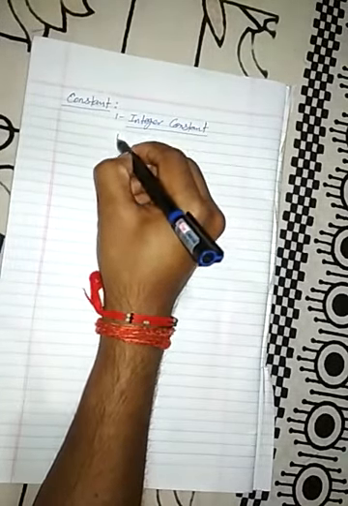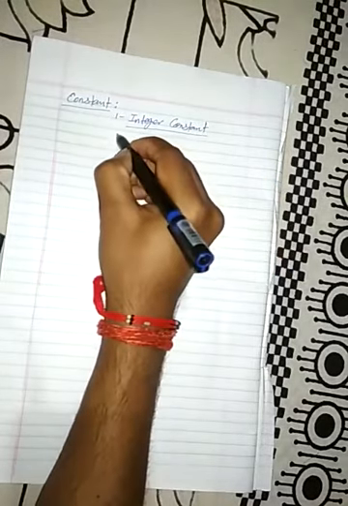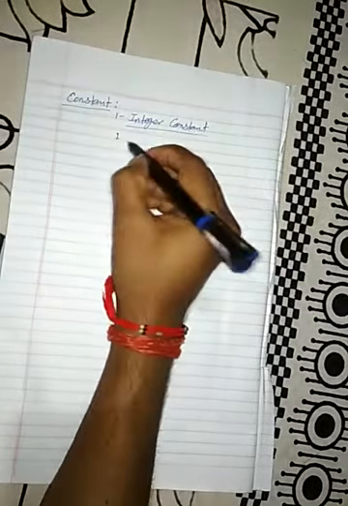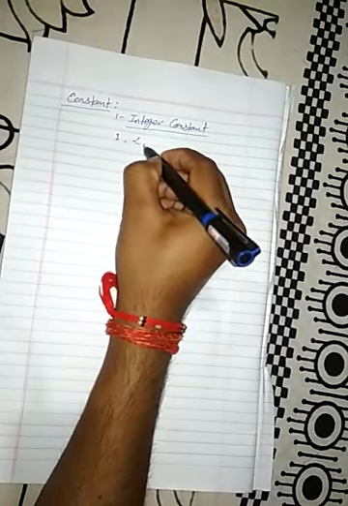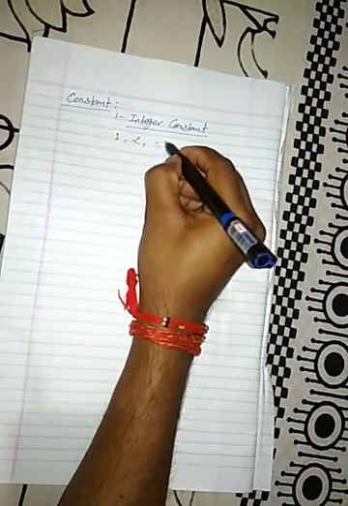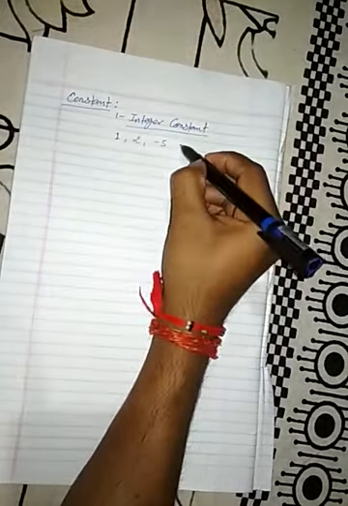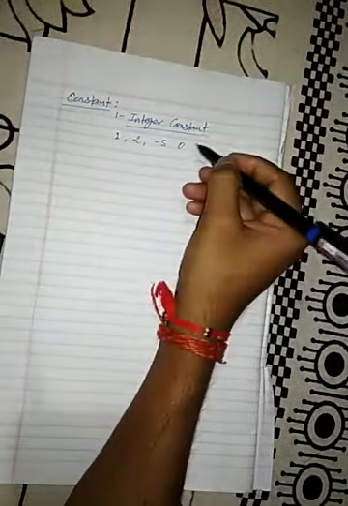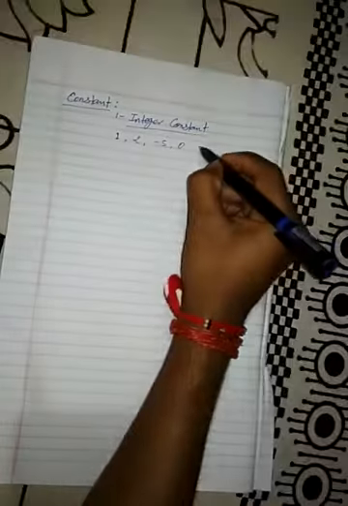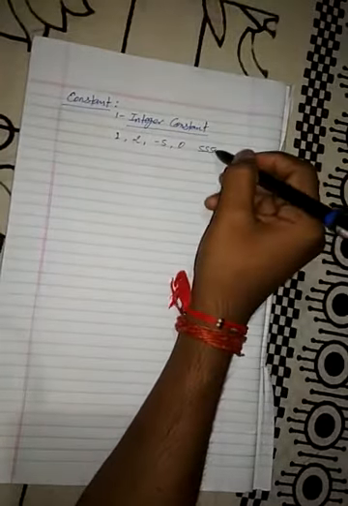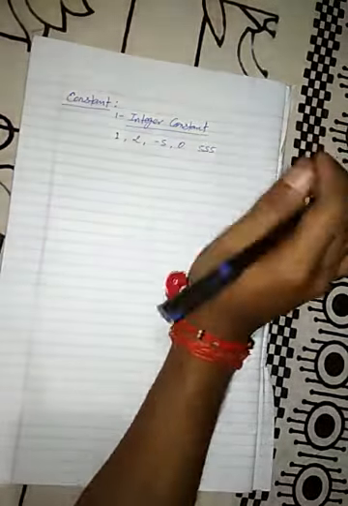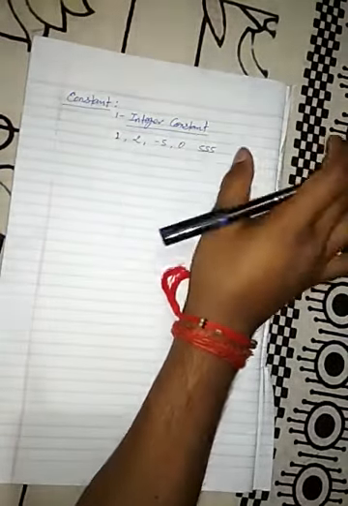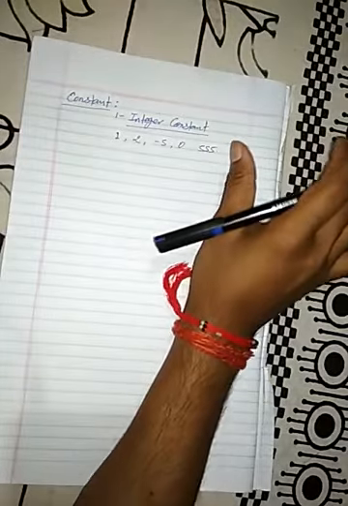Suppose I'm taking 1, it may be a constant. I'm taking 2, it may be a constant. I'm taking -5, it may be a constant. I'm taking 0, it is also an integer number, that's why it may be used as a constant. I'm taking 5, it may be an integer constant. It means any integer number, if you are using it in the program and that will never change, is considered as integer constant.